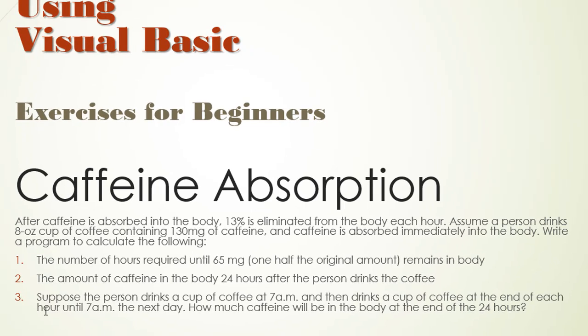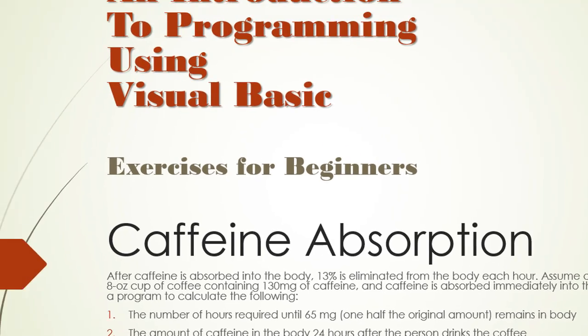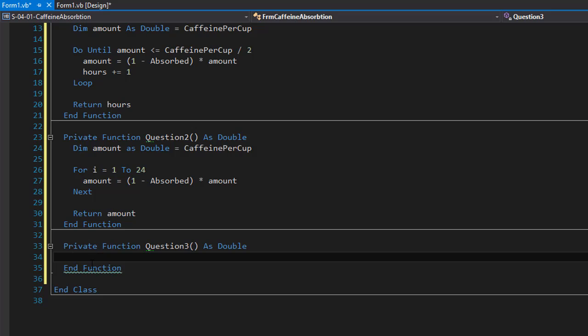And question number 3 says, suppose the person drinks a cup of coffee at 7 a.m. and then drinks a cup of coffee at the end of each hour until 7 a.m. the next day. How much caffeine will be in the body at the end of the 24 hours? So this is similar to number 2, but we will be adding another cup to the calculation, because with each hour, the person will drink another cup. So we can just use a for loop like we did before. However, I'm going to use a while loop just to kind of vary it, but a for loop would work just fine, if not even better.